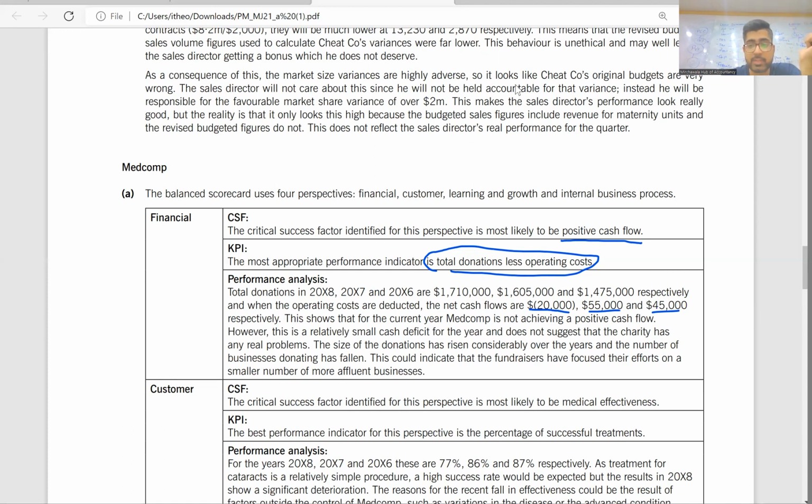The size of donations has risen. Number of donations has fallen. This could indicate fundraisers are focused on a smaller number of more affluent businesses. So fundraisers need to focus. That's it.